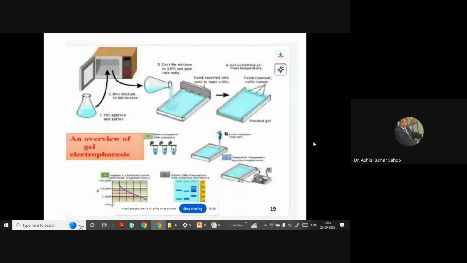So you can see an overview of gel electrophoresis step by step. Here I mix the agarose with buffer. The mixture will be heated in a microwave. Then this will be poured onto this tray, and this tray will be connected to the power supply. So this is the total overview of the gel.